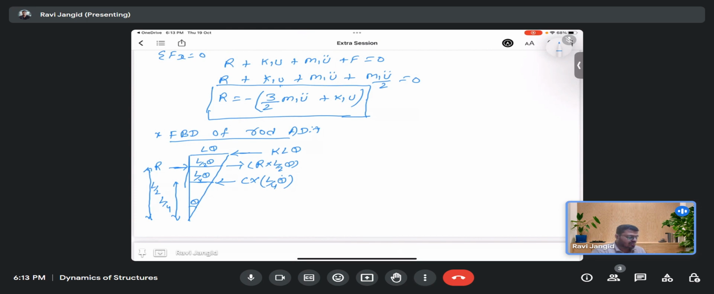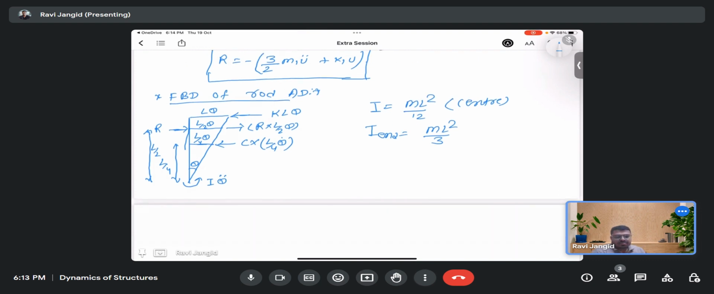Okay. So now there is one more force, that would be the inertial force, that is I times theta double dot. For the rebar, for the rod, I is ml square by 12 about the center. And if I take it about the end, it becomes ml square by 3. So now I can take the moment about point A.